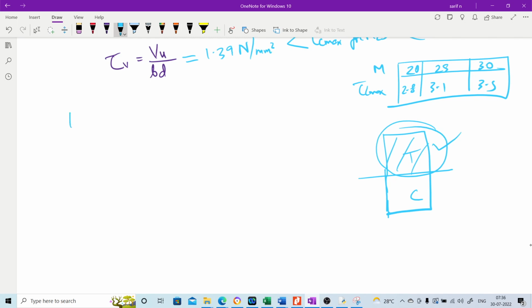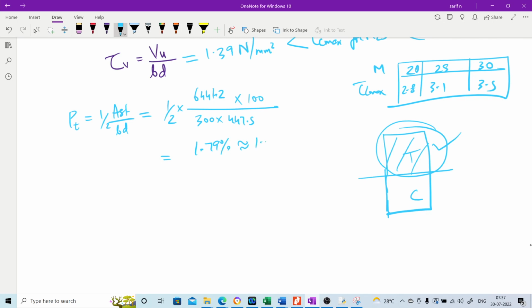So the percentage of tension reinforcement PT will be equal to half of AST divided by BD. So that will be equal to half of AST that is provided, we earlier calculated, that is 6441.2. Okay, this is the AST that is provided, divided by B is 300, D is 447.5, multiplied by 100 to convert that to a percentage. So this value will come out as 1.79 percentage, that is roughly 1.8 percentage. So now we can calculate the design shear strength of concrete.